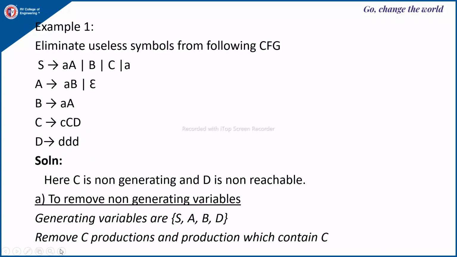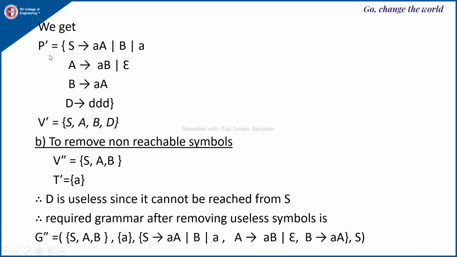C is non-generating. So remove the C productions, and along with removing the C production, you should remove all those productions which contain C. That is the procedure. So we get S derives AA, S derives B, S derives A, A derives AA or epsilon, B derives AA, and D derives DDD. This is the set of productions you obtain after removing the non-generating variables. Now the set of variables is S, A, B, D.